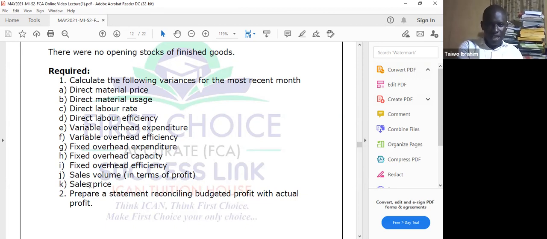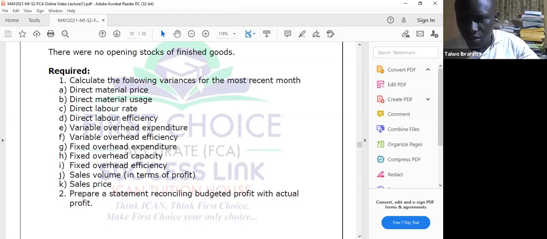These are the variances. And they ask you to prepare a statement to reconcile the budgeted profit with the actual profit. That means the reason why the profit they projected to make is different from the profit they actually make is because of all these variances. So that's why we need to look at it deeply. Let's look at it now.